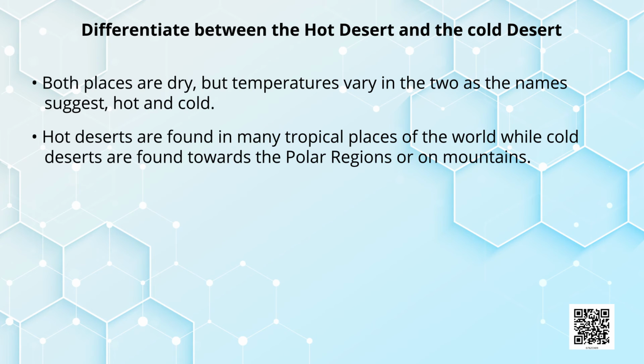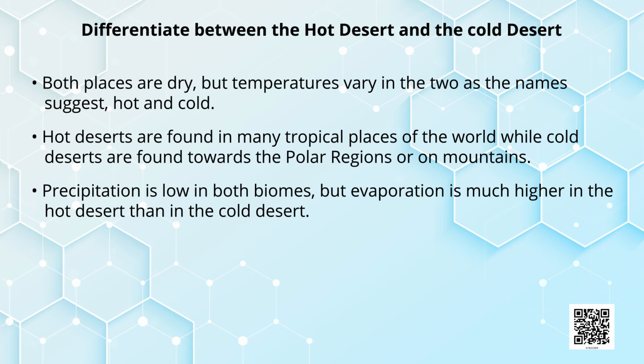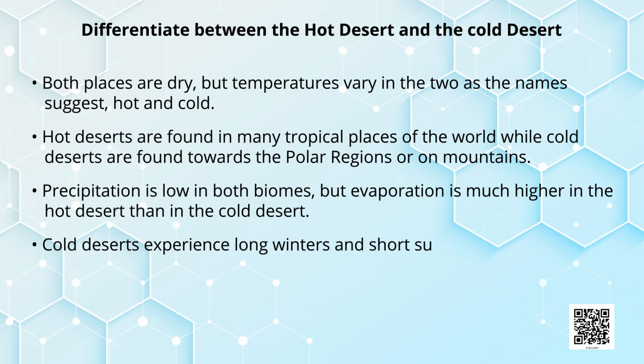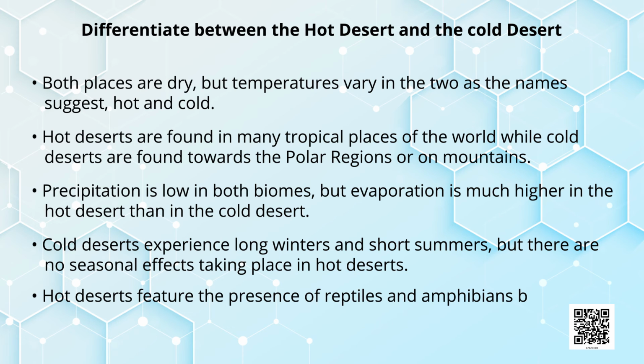or on mountains. Precipitation is low in both biomes, but evaporation is much higher in the hot desert than in the cold desert. Cold desert experiences long winters and short summers, but there are no seasonal effects taking place in the hot deserts. Hot deserts feature the presence of reptiles and amphibians, but not in cold deserts.